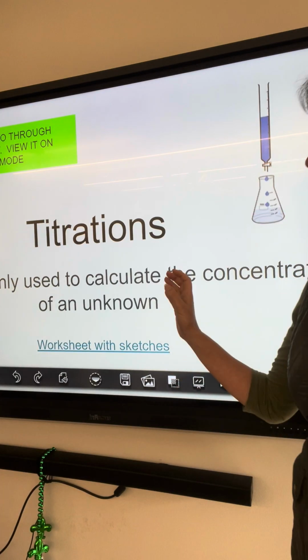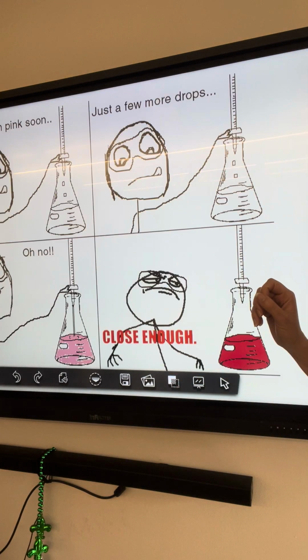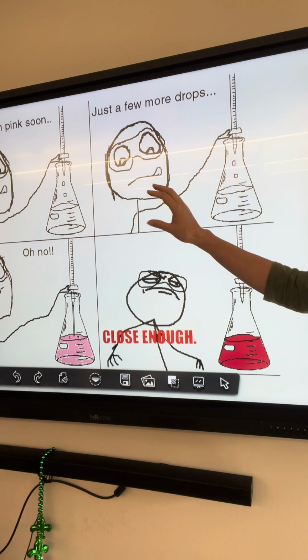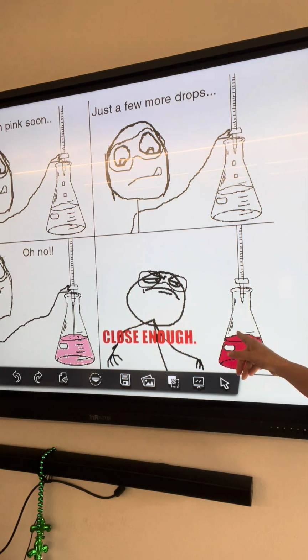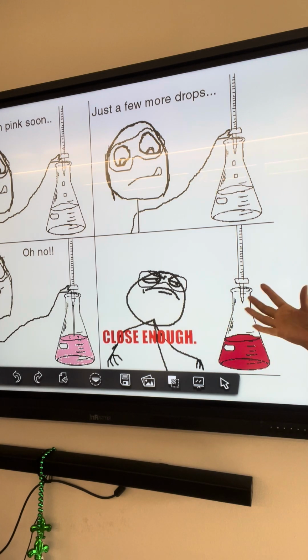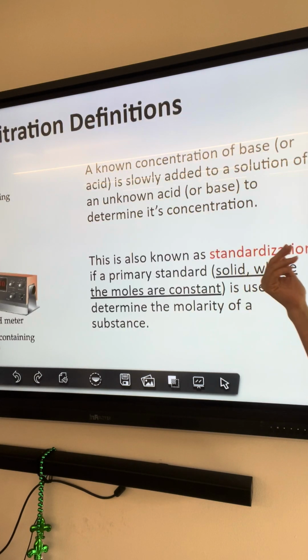We're going to talk about titrations. Can go to the next one. And as we saw in the last class, we did not want to go over because then we will get the wrong values. That's all this is showing.